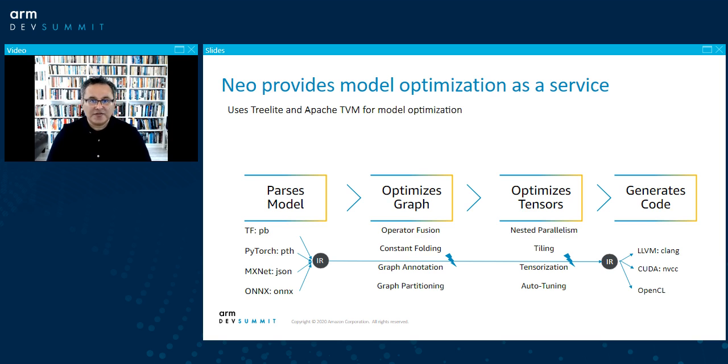We are active contributors and committers to Apache TVM, which is the open source project around which one of the compiler technologies of the Neo service is built. And so we do a lot of this work upstream in the open source project.